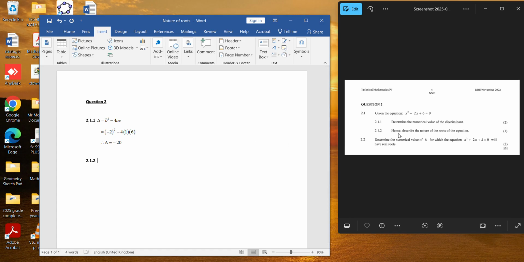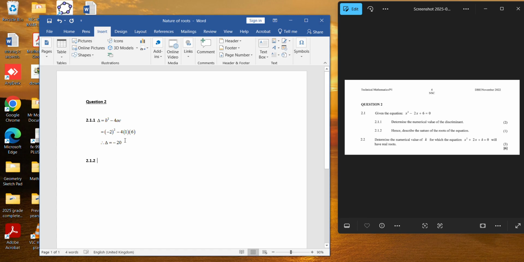Now, 2.1.2, it says hence. Candidates, remember, if the question says hence, it says use the answer that you have from your previous question. In this case, it says use the numerical value of the discriminant. Use that answer to describe to us what kind of roots we can expect. Describe the nature of roots of the equation. What equation is that? The equation that we have here.